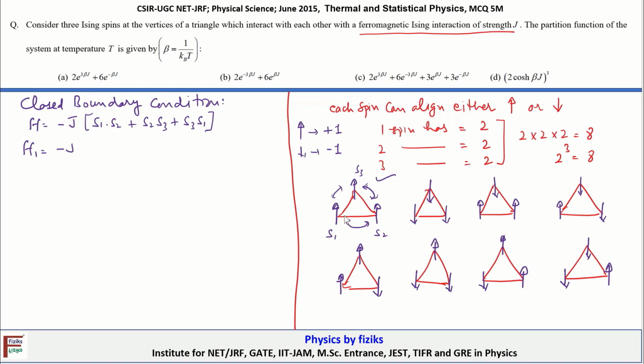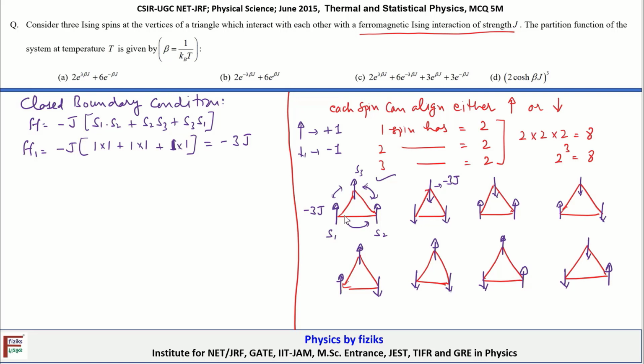So that will be equal to minus J times (1 into 1 plus 1 into 1, plus 1 into 1), because all spins are pointing in the upward direction. So I will take S1, S2 and S3 equal to +1. This gives us an interaction energy of minus 3J. So for the first case the interaction energy is minus 3J. Similarly, we can show that for the second case the interaction energy is minus 3J.